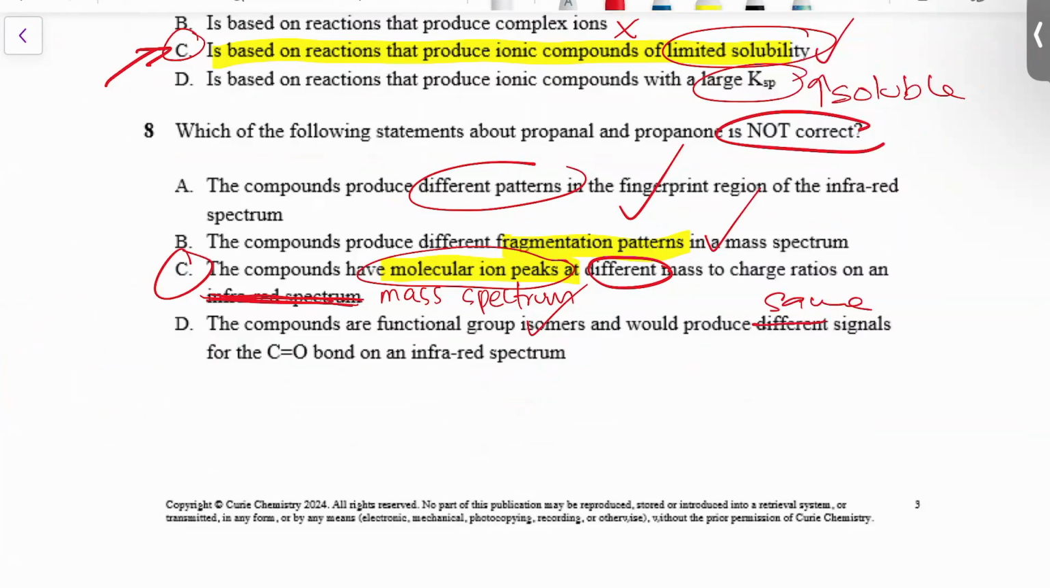Okay. All right. Can I get a thumbs up, guys? Does this question make sense?